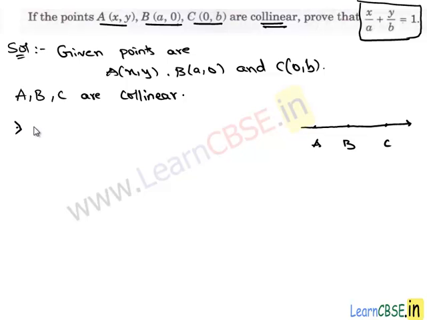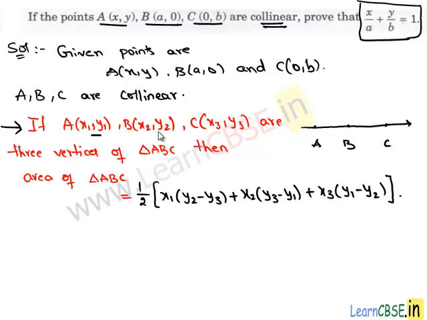So first of all, we should know how we find the area of a triangle whose vertices are given. If A (x1, y1), B (x2, y2), C (x3, y3) are the 3 vertices of a triangle, then the area of the triangle is half of x1 times (y2 minus y3), plus x2 times (y3 minus y1), plus x3 times (y1 minus y2). So here we denote x1, y1 as x, y, and x2, y2 as a, 0, and x3, y3 as 0, b.